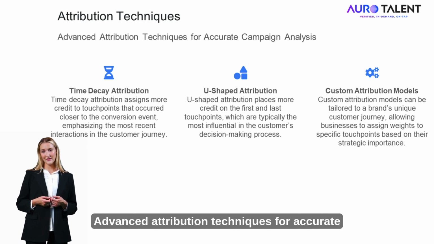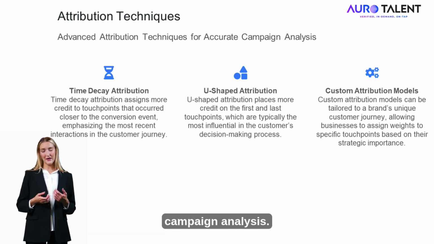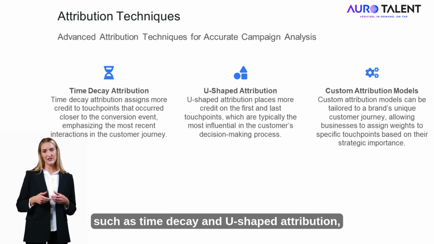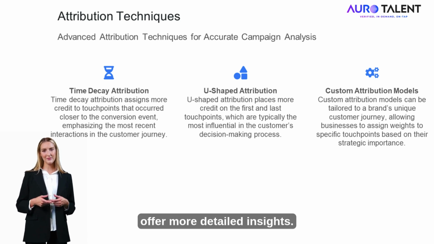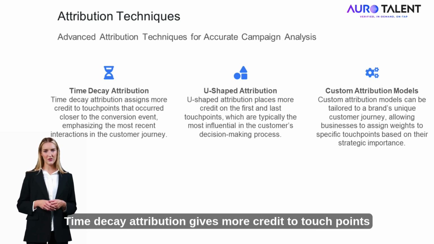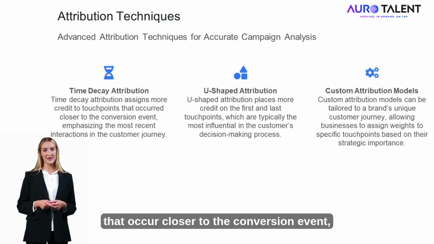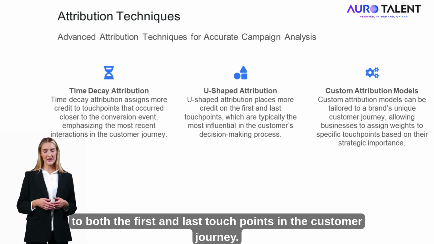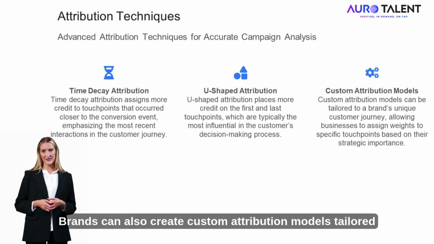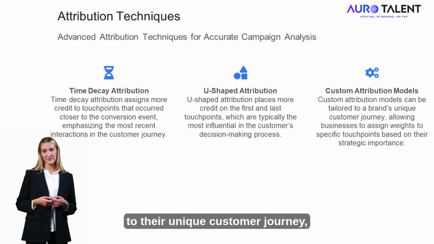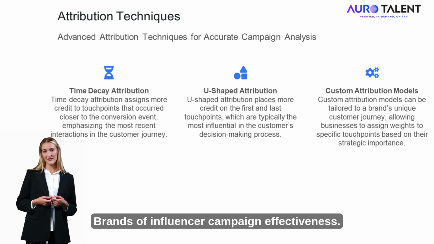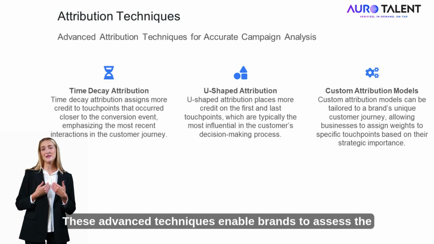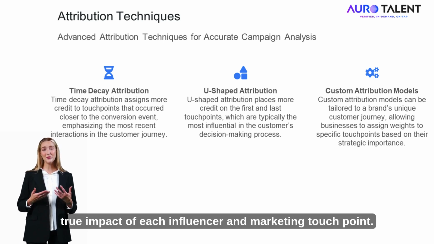Attribution techniques. Advanced attribution techniques for accurate campaign analysis. Advanced attribution techniques, such as time decay and U-shaped attribution, offer more detailed insights. Time decay attribution gives more credit to touchpoints that occur closer to the conversion event, while U-shaped attribution assigns greater value to both the first and last touchpoints in the customer journey. Brands can also create custom attribution models tailored to their unique customer journey, allowing for more accurate analysis of influencer campaign effectiveness. These advanced techniques enable brands to assess the true impact of each influencer and marketing touchpoint.